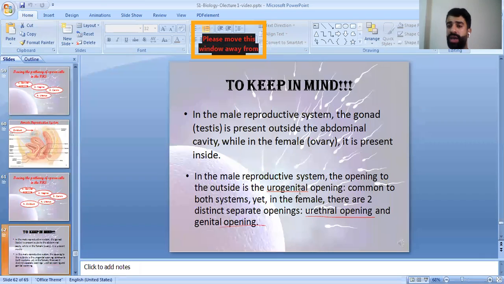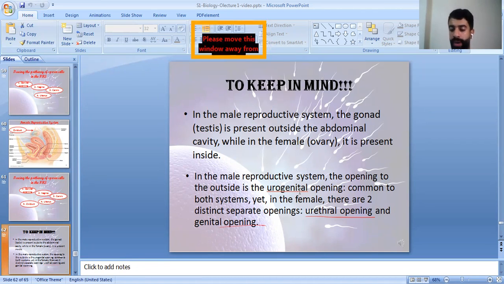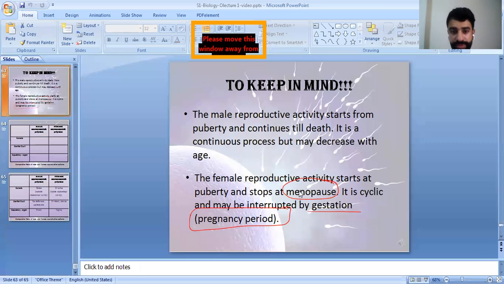While in females, we have two distinct and separate openings, and this is a difference between the male and female reproductive systems. We have a urethral opening and a genital opening. Urethral is related to the urine, and genital is related to the release of the sperms inside this opening to have fertilization.